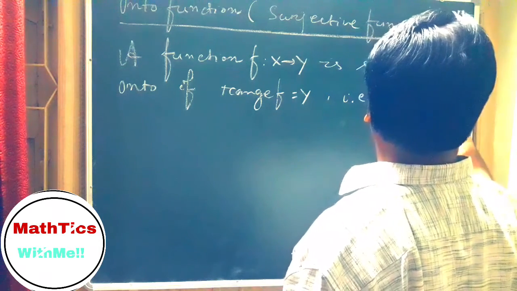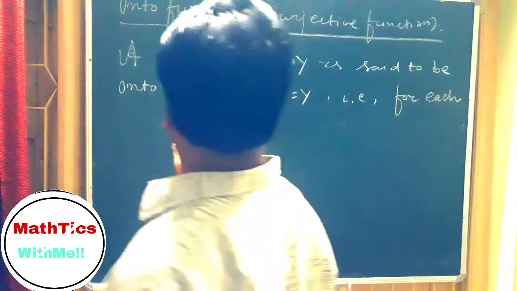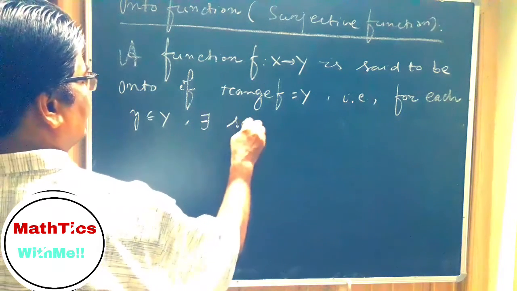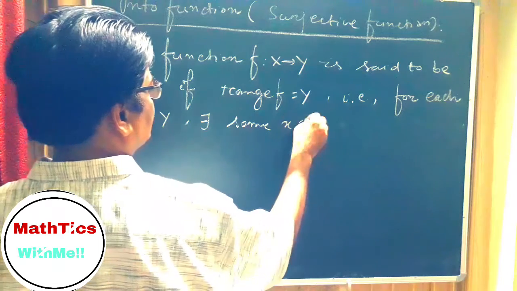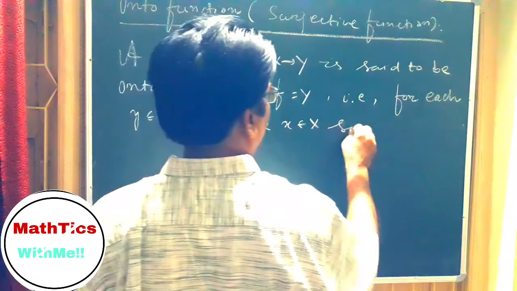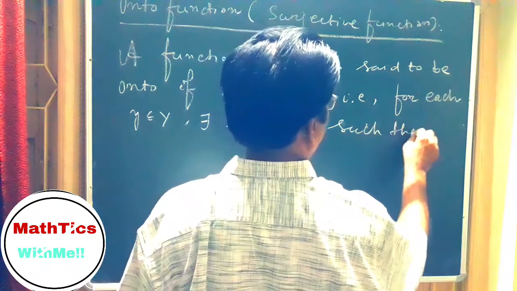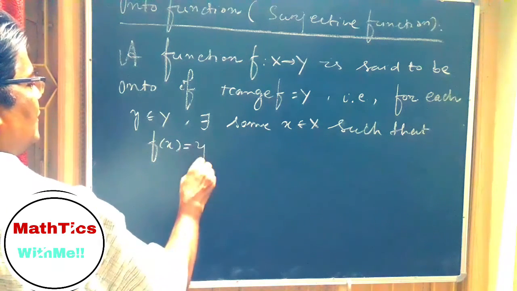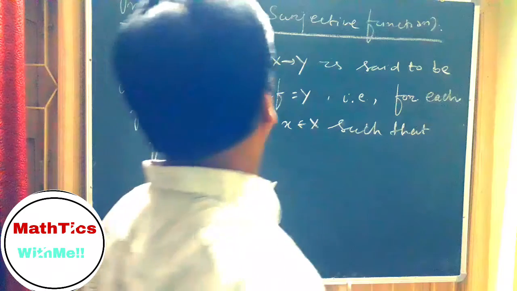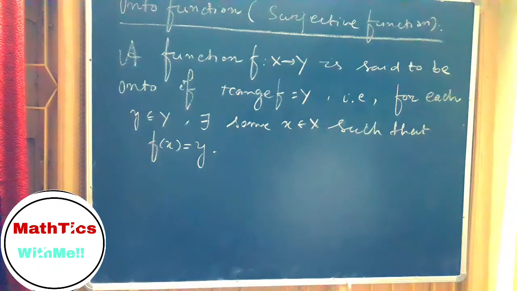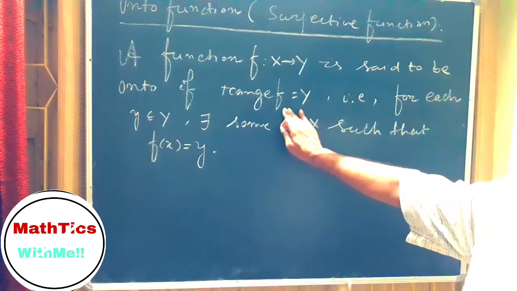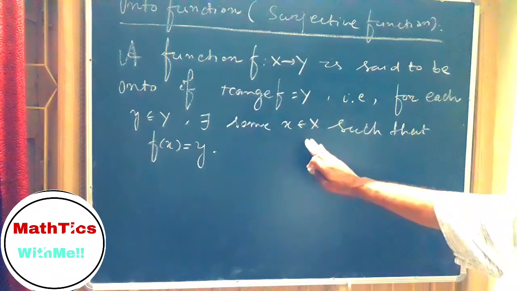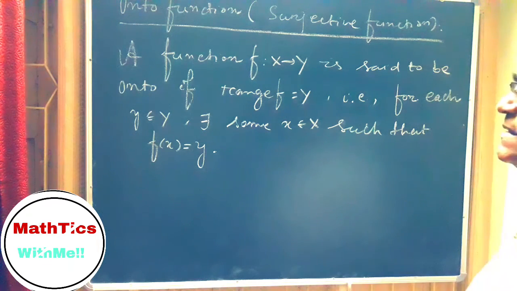for each y belongs to Y, there exists some x belongs to X such that f of x is equal to y. So a function f from X to Y is said to be onto if range of the function f is equal to Y. That is, for each y belongs to Y, there exists some x belongs to X such that f(x) is equal to y.